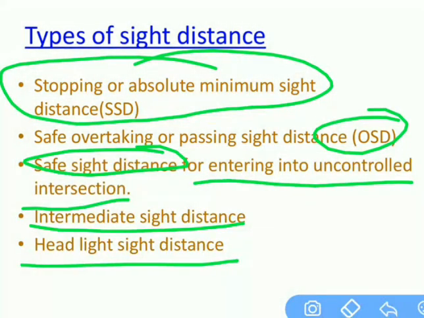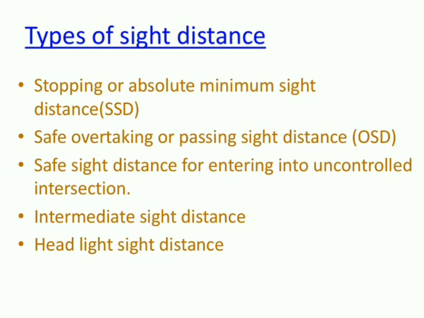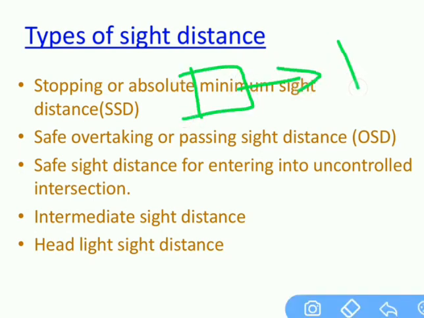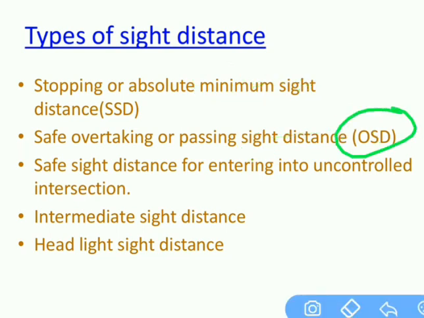What is the SSD? Simple. How much distance is required to stop the vehicle? For example, here we have one object, so how much distance is required to stop the vehicle? That minimum distance is known as stopping sight distance. Next, OSD, overtaking sight distance or passing sight distance.